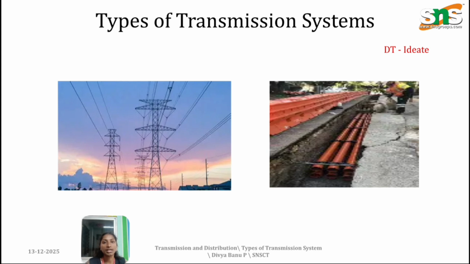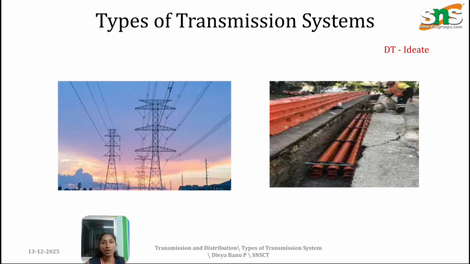Here we have a clear picture of overhead and underground transmission. The first picture shows the overhead transmission line and the second one is underground. When we compare which is best, overhead has some difficulties: if there is any break of line, it will cause damages and more accidents are possible, whereas in underground, accidents may be reduced.